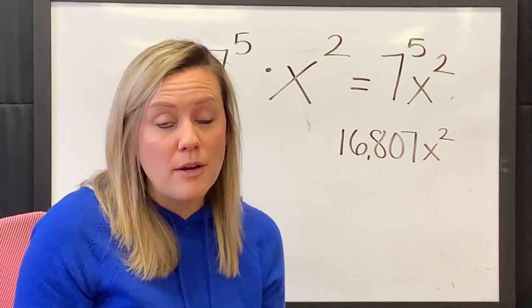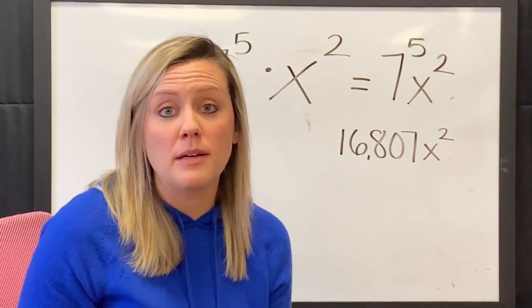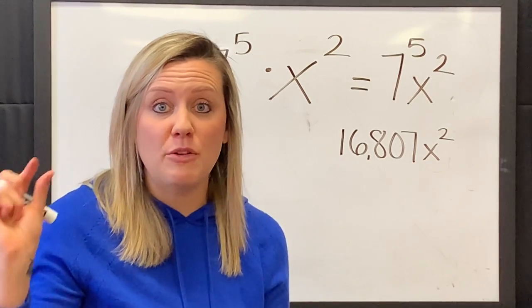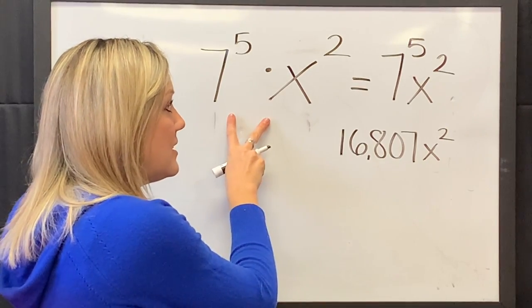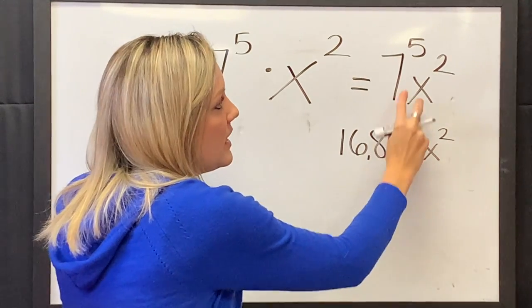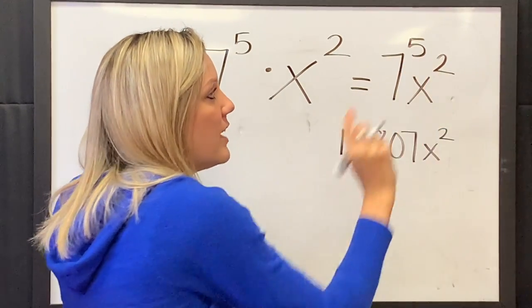So to sum up, when you have the same bases like we did in the first two problems, you keep the base and you add the exponents. When you have two different bases, you just write them separately and then you keep the exponents that were beside them in your answer.